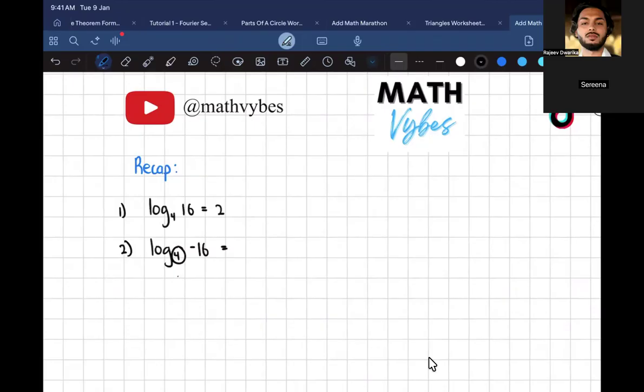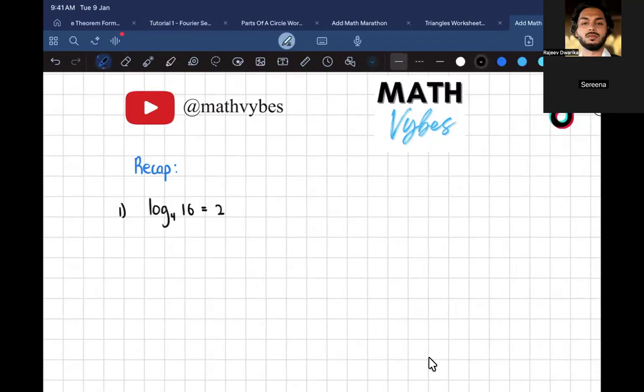No, that's not possible, right? Because no matter how many fours you multiply by itself, you will never get negative 16. 4 by 4 is 16. There's no instance where you would get negative 16. So that's why you can't find the log of a negative number. And let's do log base 4 of 0 now. Is there any power you could raise a number to that would give you 0? No. So this is also invalid. So that was just a quick recap.